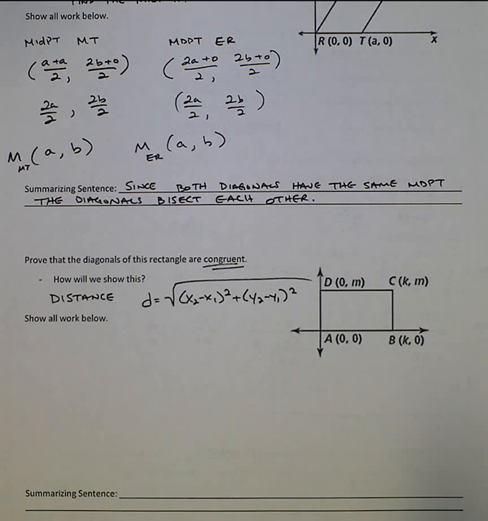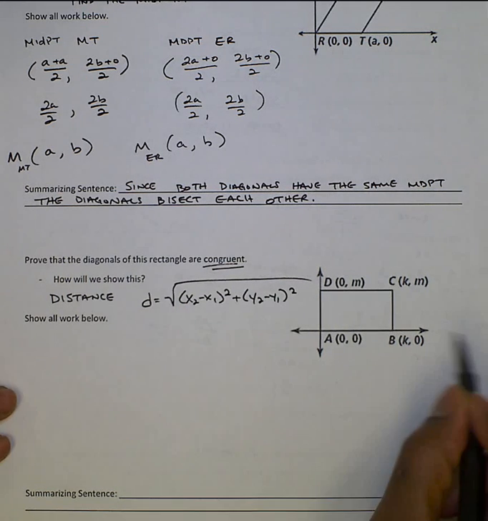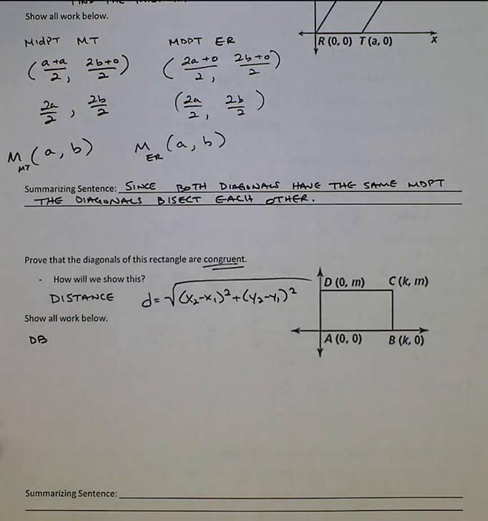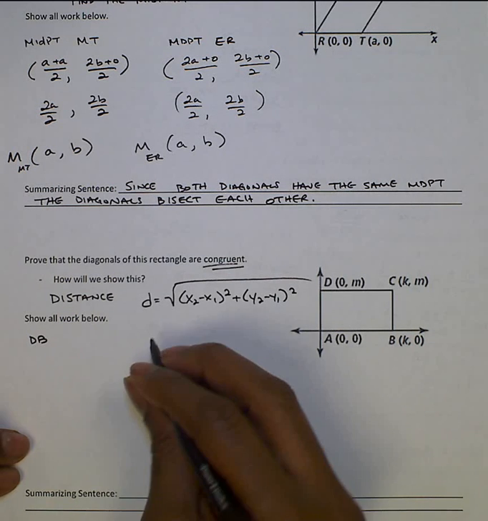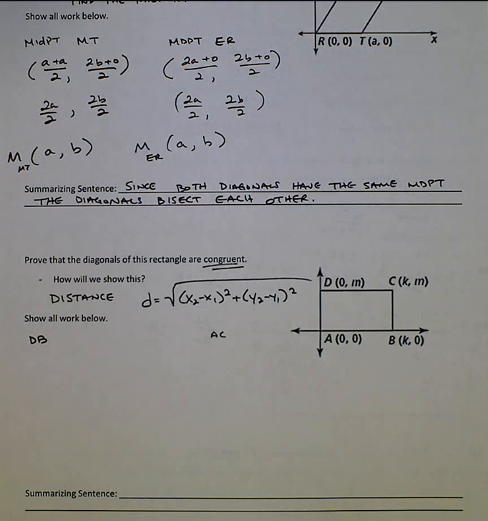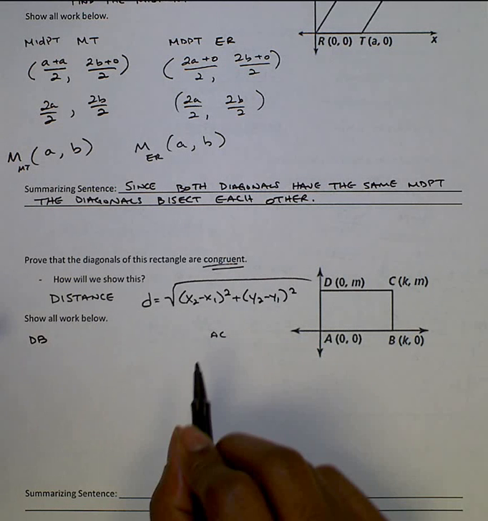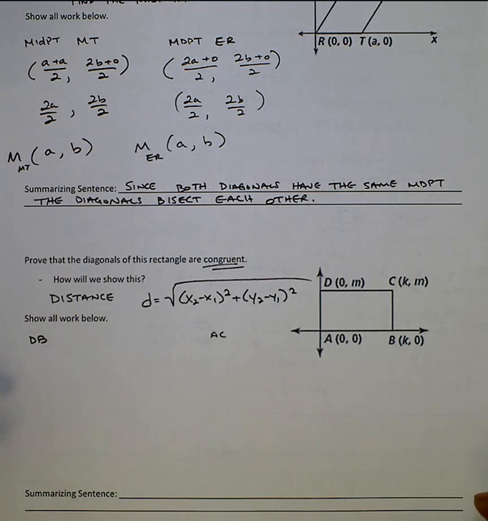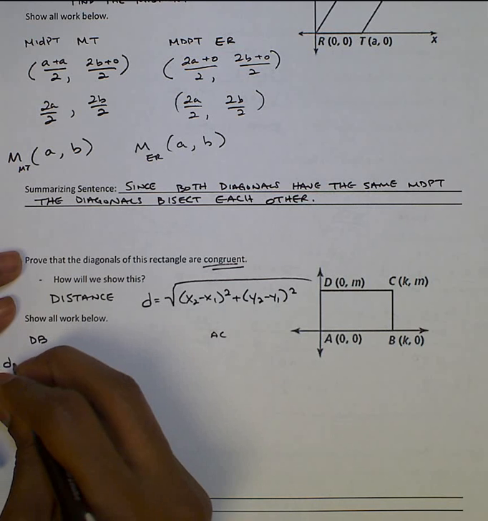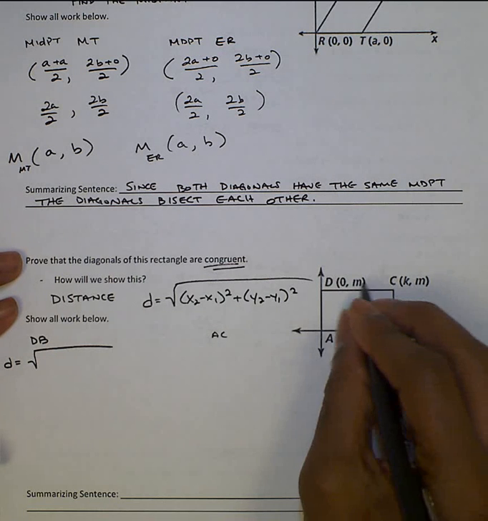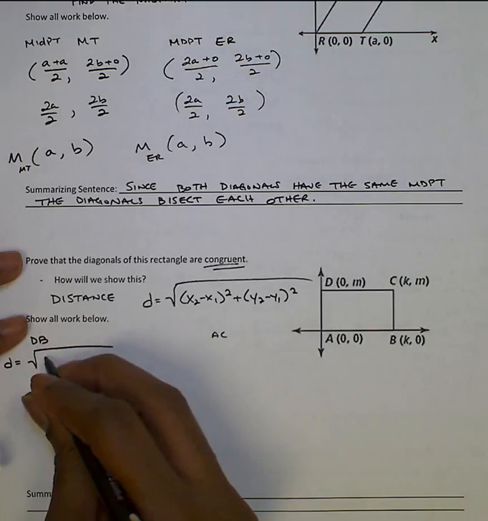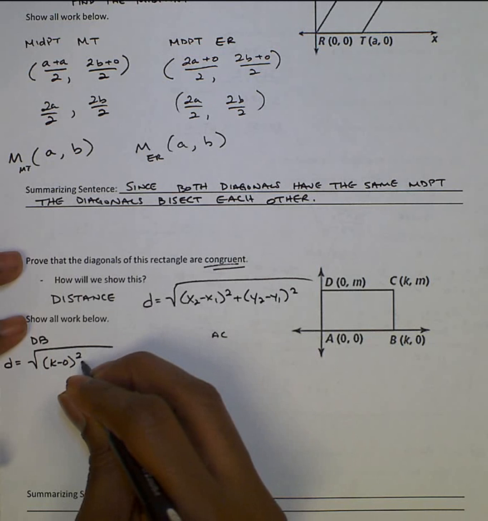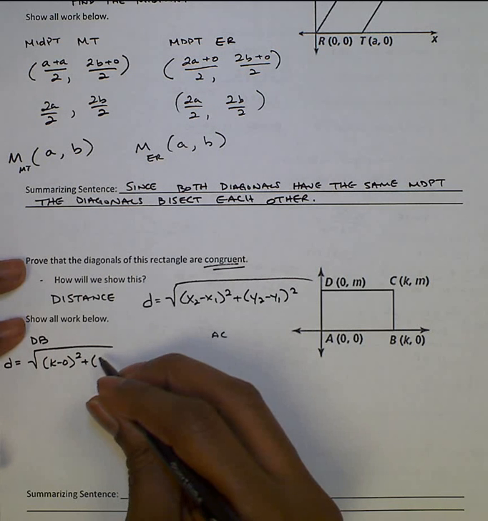We want to show that the diagonals are congruent, so I need to make sure that I'm organized enough to know what my diagonals are. We've got DB as one of the diagonals and AC as the other. Now remember that we don't necessarily need to come to a really nice number, we just need to see that it's the same thing on both sides. So for DB, my distance will be the difference of the x's. So for one I have 0, other I have k, so I'll say k minus 0 squared, plus the difference of the y's, and that's 0 minus m squared.